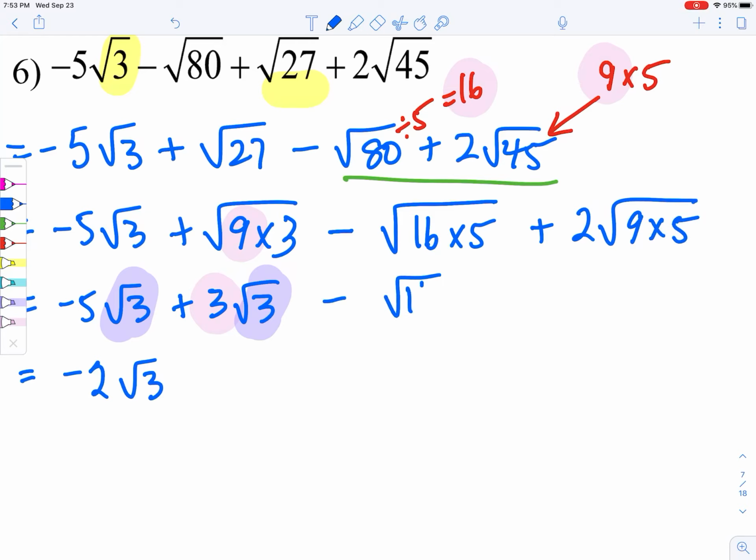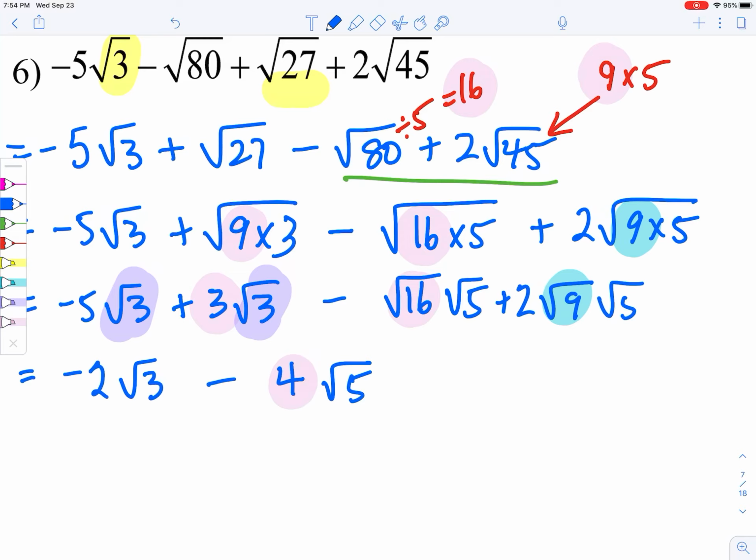So I can write that as root 16 root 5, which then when that 16 comes out of this, when I take the square root of it, I'm left with 4. So I have minus 4 root 5. And then for the 9, I'm going to have another one. I'll write it right there. Plus 2 root 9 root 5. That's going to give me 2. When the root 9 comes out, it's going to become a 3. The square root of 9 is 3 times root 5.